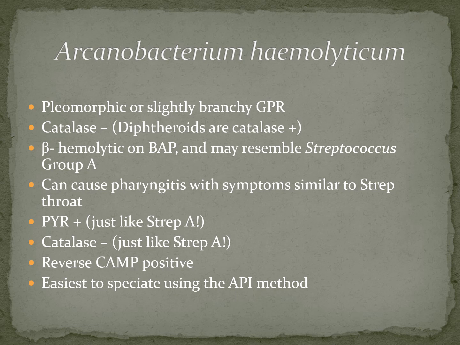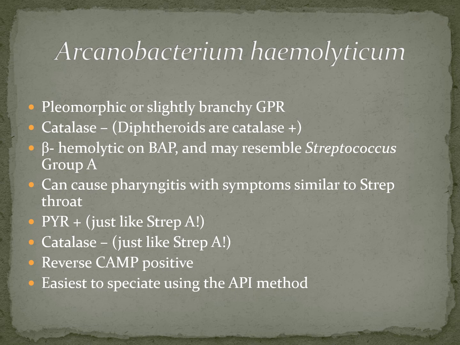This particular organism can cause pharyngitis with symptoms very similar to strep throat. It's PYR positive, just like strep A, catalase negative, just like strep A. It's reverse CAMP positive, and that's where the arrow goes the opposite direction, and I'm going to show you that on the next slide. Arcanobacterium is easiest to speciate using an API method. Okay, so one thing about Arcanobacterium is it acts a lot like a Streptococcus pyogenes.